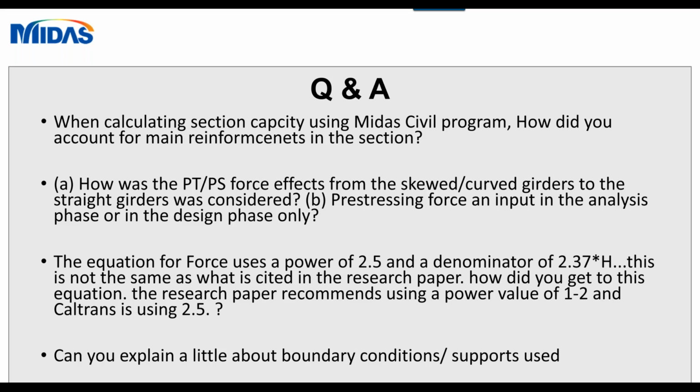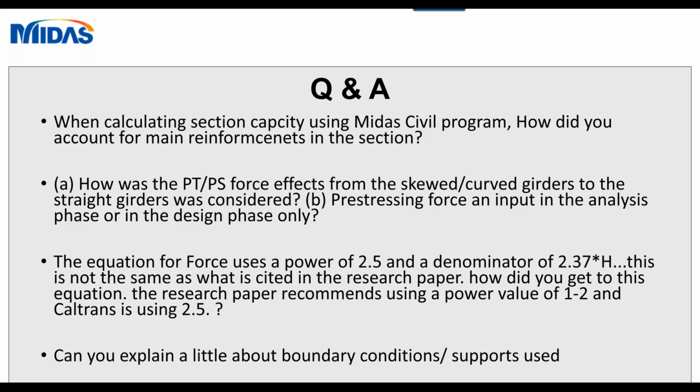So in the other, the equation for forces uses a power of 2.5 and a denominator of 2.37H. This is not the same as what is cited in the research paper. How did you get to this equation? The research paper recommends using a power value of 1, 2, and Caltrans using 2.5. Equation for force uses a power of, I'm not sure where this is. Maybe I can talk about that. Whoever sent me this question, maybe you can email me that, because I cannot understand this power of 2.5.